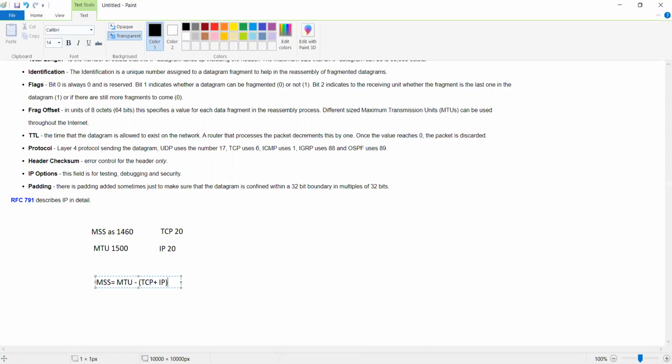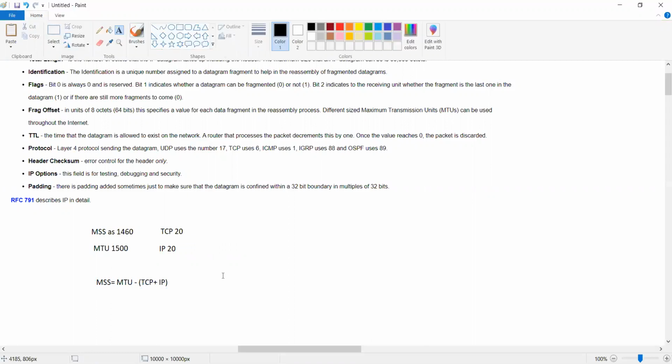Is this thing clear? Yes, it's clear. So that's why MSS is of fixed size. So if there are optional fields included, like in TCP, if the optional fields are included, then the bytes increase, right? Correct.